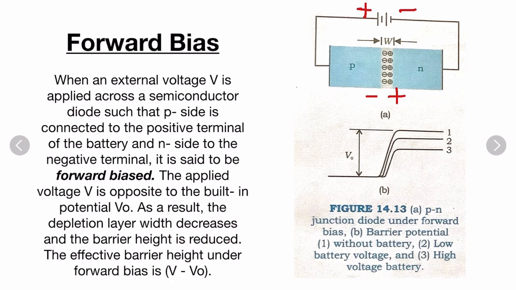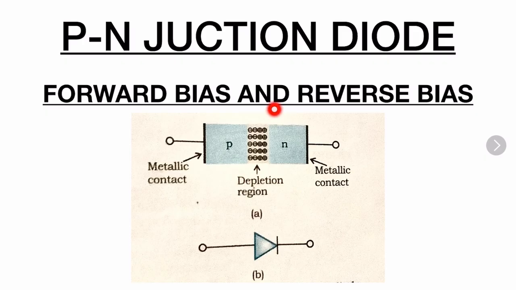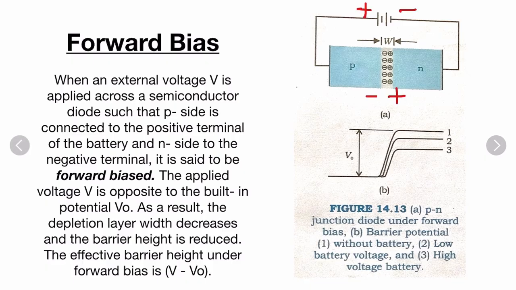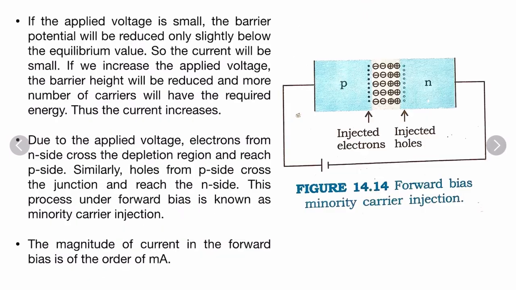Previously we have seen, even in our previous picture, here you can see this is the depletion region, which they have shown here with 2 rows of positive ions and 2 rows of negative ions. But when you come here, they have shown only 1 row of positive ions and 1 row of negative ions. That is, the width of the depletion layer is reduced. The effective barrier height under forward bias is V minus VO. So you can see here V minus VO in the forward bias, that barrier potential decreases. I will explain it also here.